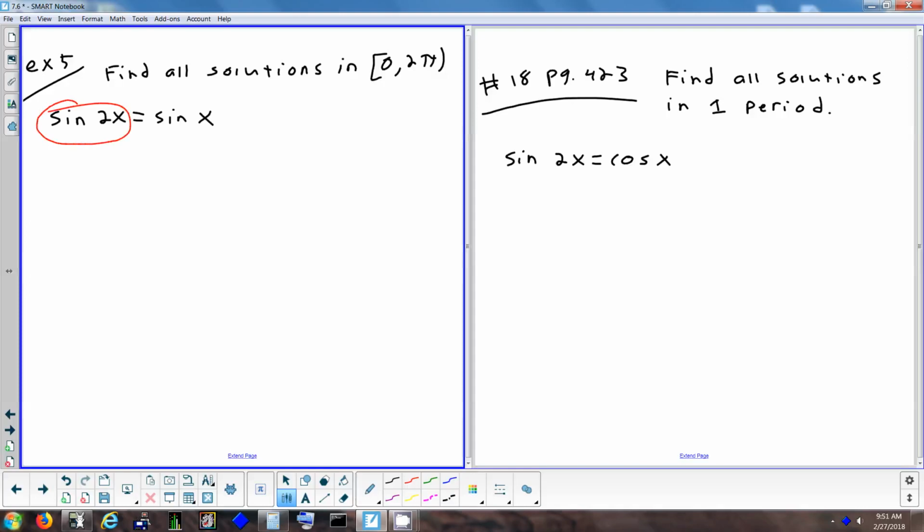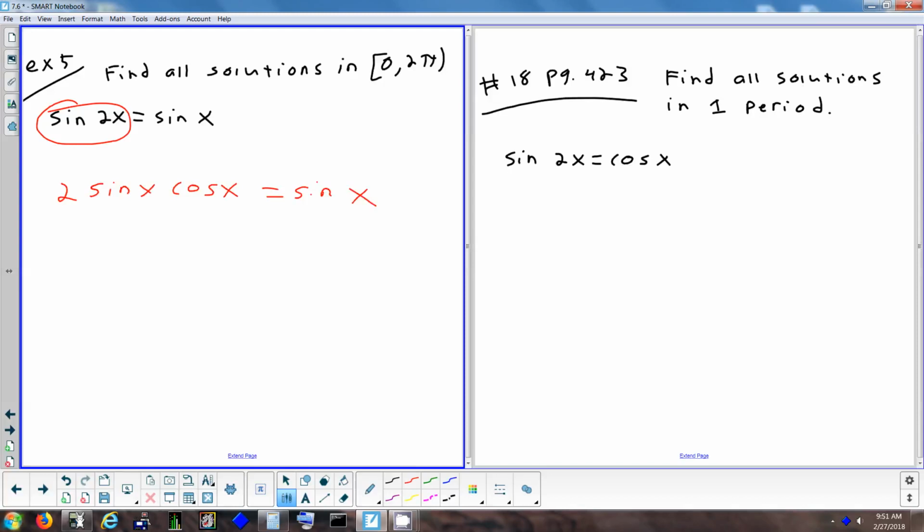This is one of our double angle identities from yesterday, and you only have one choice. Remember, it's not squared. So you want to look for your double angle identity. You were thinking of the Pythagorean one. Gracie? Is it 2 sine x cosine? Yes. 2 sine x cosine x.